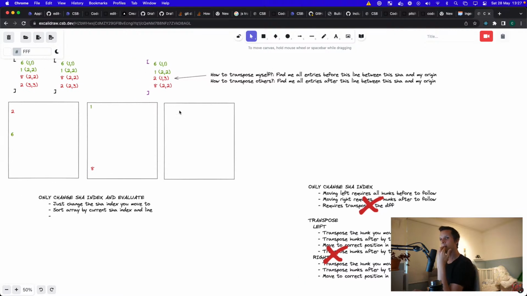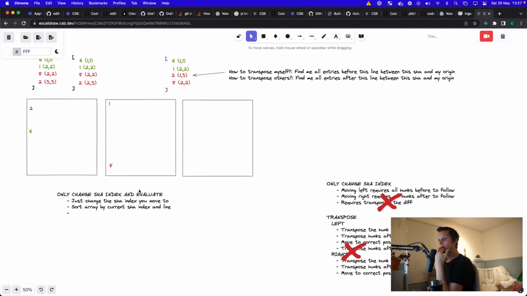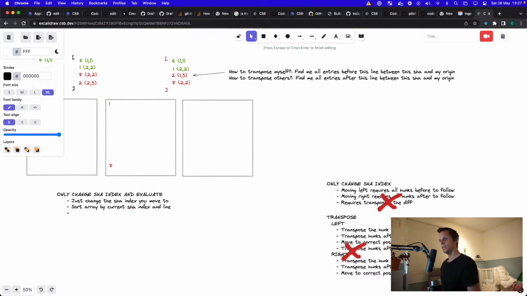Okay, this is interesting. We don't sort it, we just iterate the array and find and act on each moved hunk. Yeah, whatever. Iterate the array and act on each moved hunk.